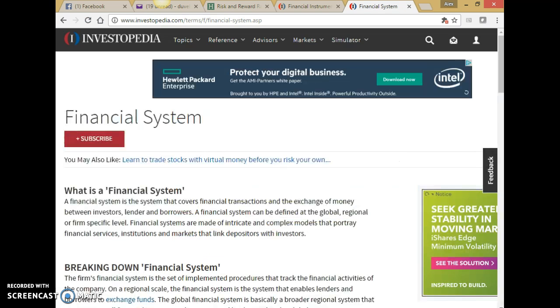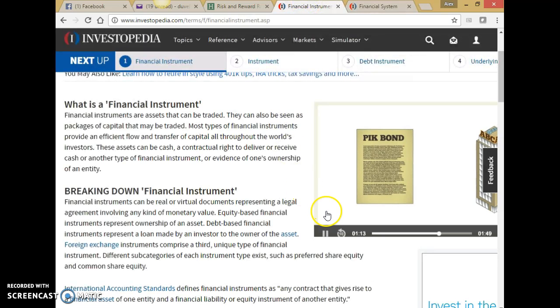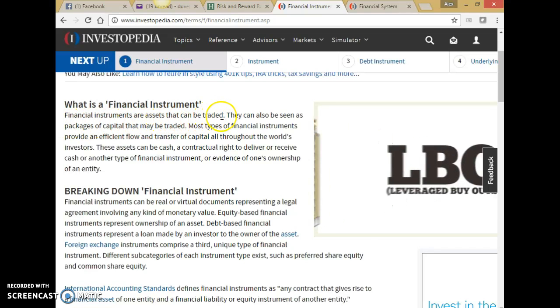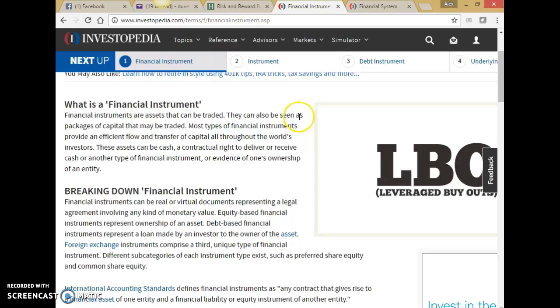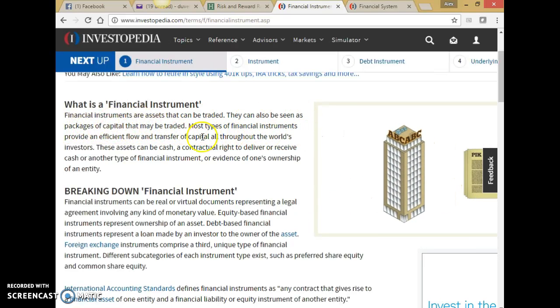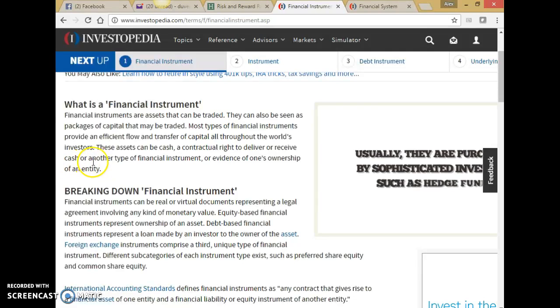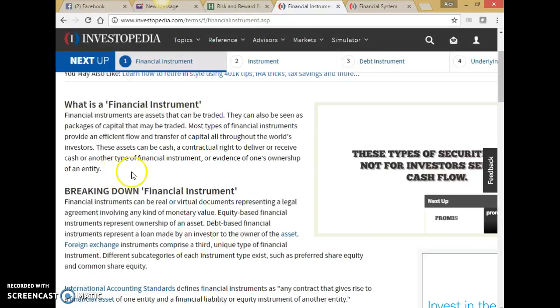So let's go over financial instruments. Financial instruments are assets that can be traded. They can also be seen as packages of capital that may be traded. Most types of financial instruments provide an efficient flow and transfer of capital all throughout the world to investors. These assets can be cash or a contractual right to deliver or receive cash or another type of financial instrument, or evidence of ownership of the entity.